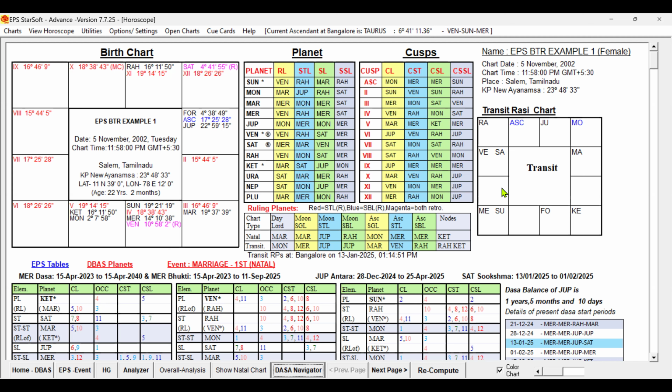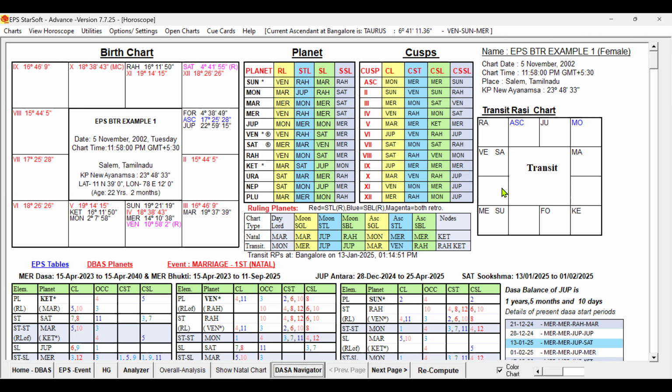The native got married on 27/11/2024. Once we have this date of marriage, what do we have to do? We have to open the Dasa Navigator and check under which Dasa, Bhukti and Antra 27/11/2024 is falling.